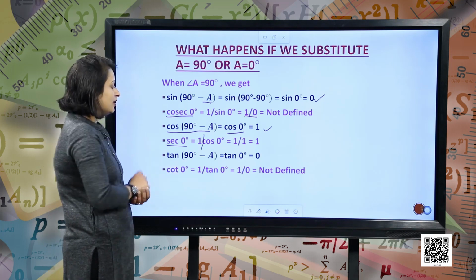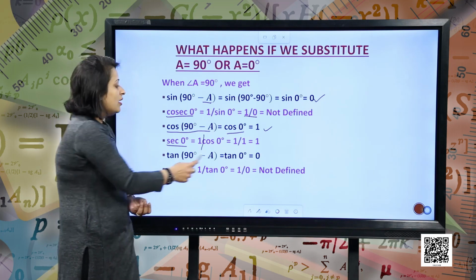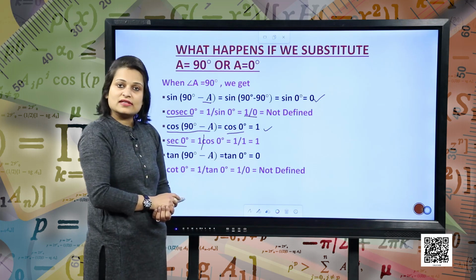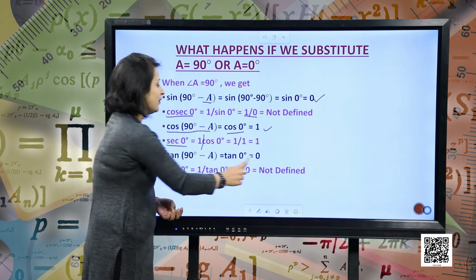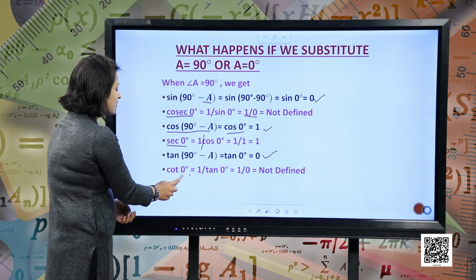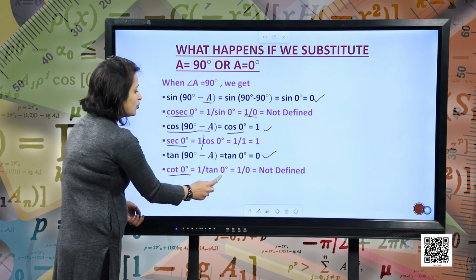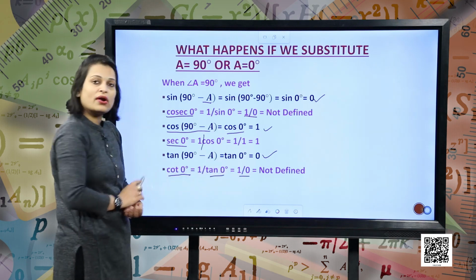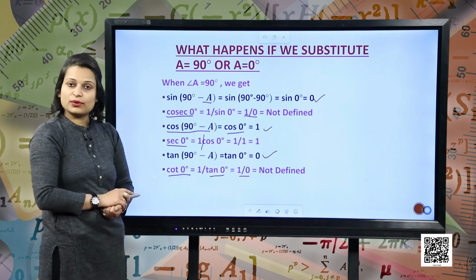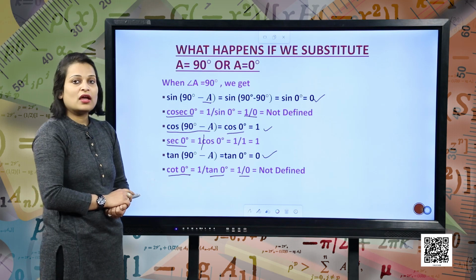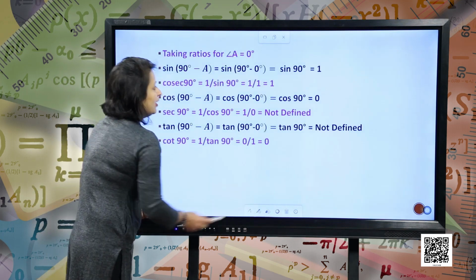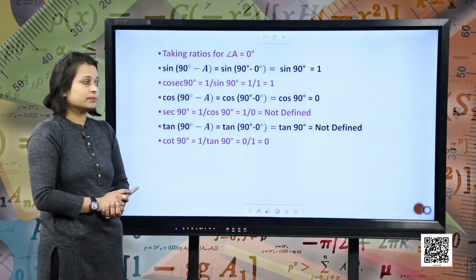Now, tan of 90 degree minus A is what? Tan 0 degree. Tan 0 degree is what? 0. So, cot of 0 degree is what? 1 upon tan 0 degree. So, 1 upon 0 is what? Not defined. So, the value of cot of 0 degree is what? Not defined. Now, we will substitute A as 0 degree.